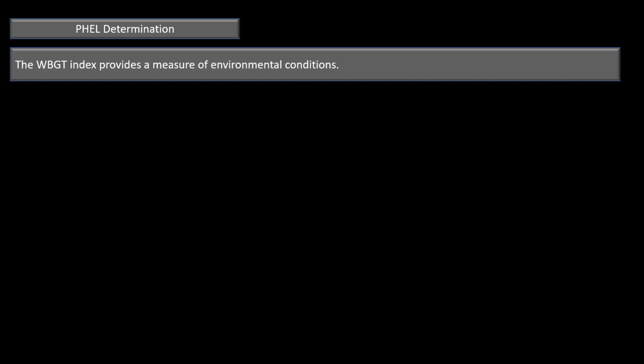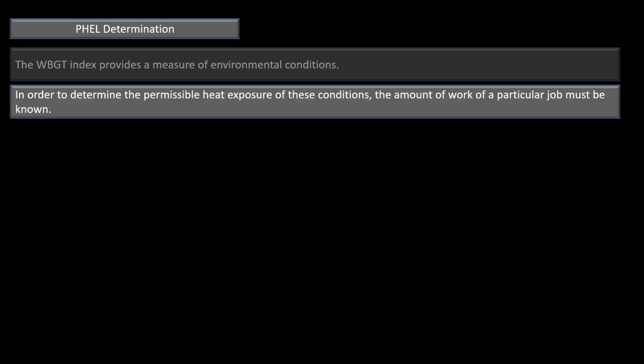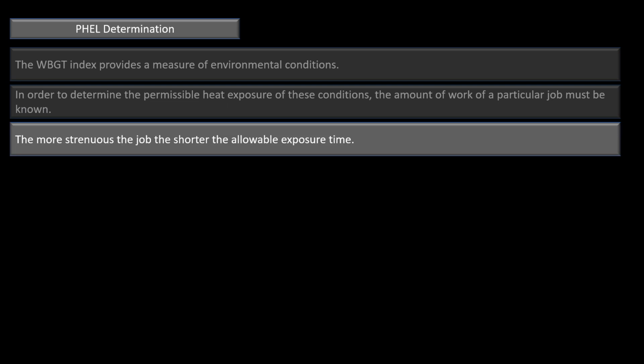Physiological heat exposure level determinations, or PHEL determination. The WBGT index is going to provide a measure of environmental conditions. Like we said in the previous slide, we take the wet bulb to get the humidity, dry bulb for the ambient temperature, and our global temperature for the radiant heat, and we get an index. In order to determine the permissible heat exposure of these conditions, the amount of work of a particular job must be known. So not only do we need to take that WBGT index, but we've got to know how hard the work being done in that space is. The more strenuous the job, the shorter the allowable exposure time.